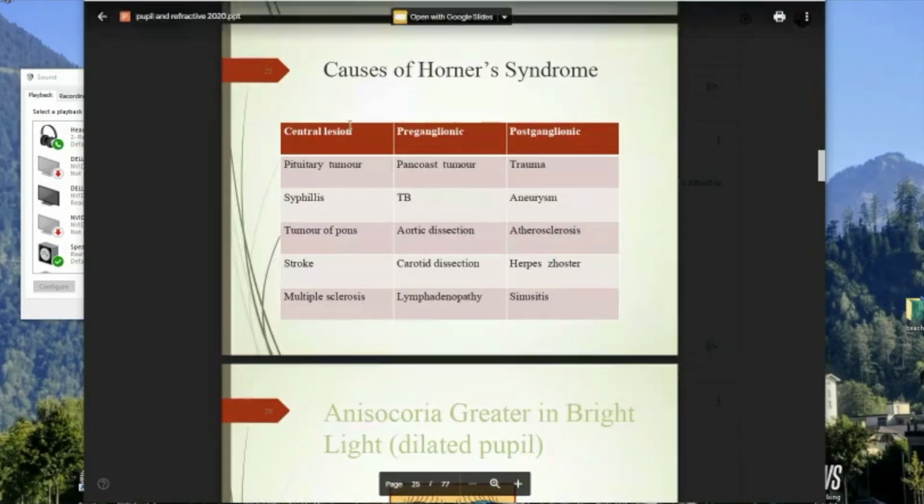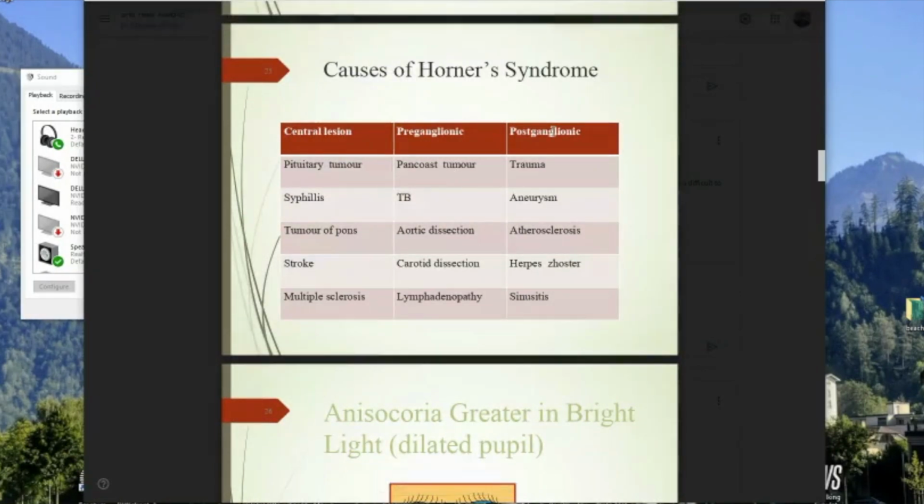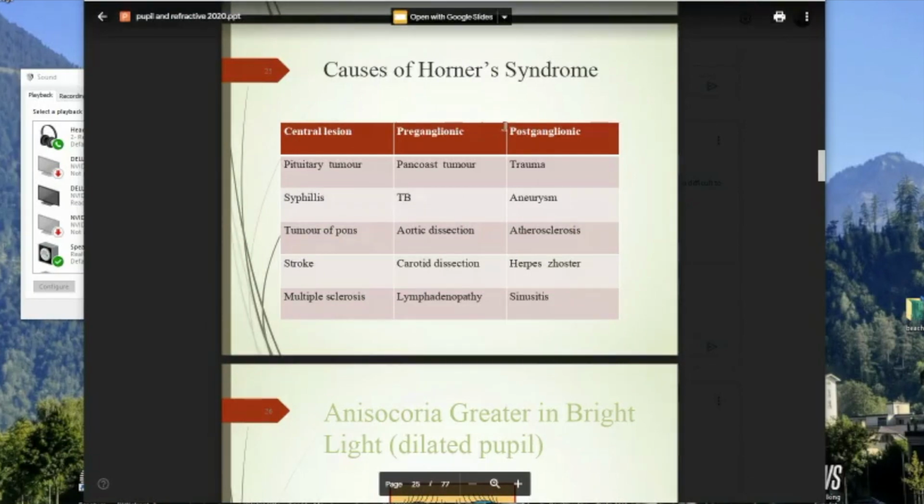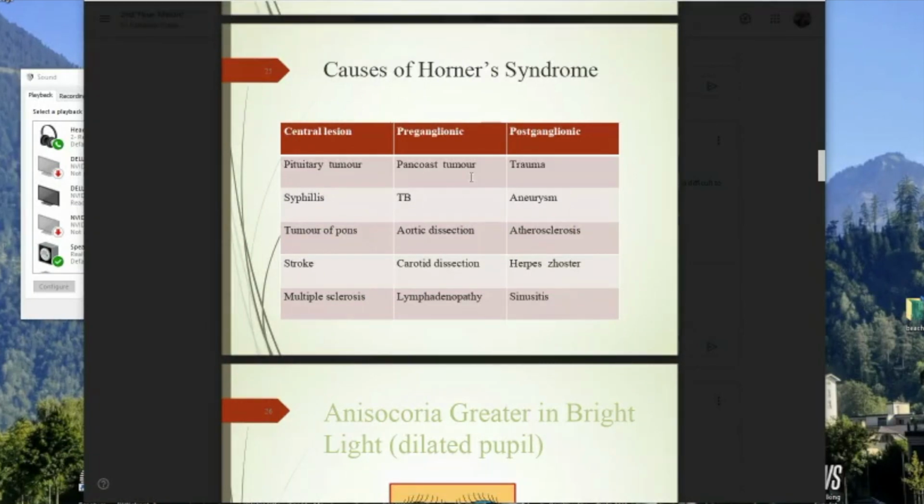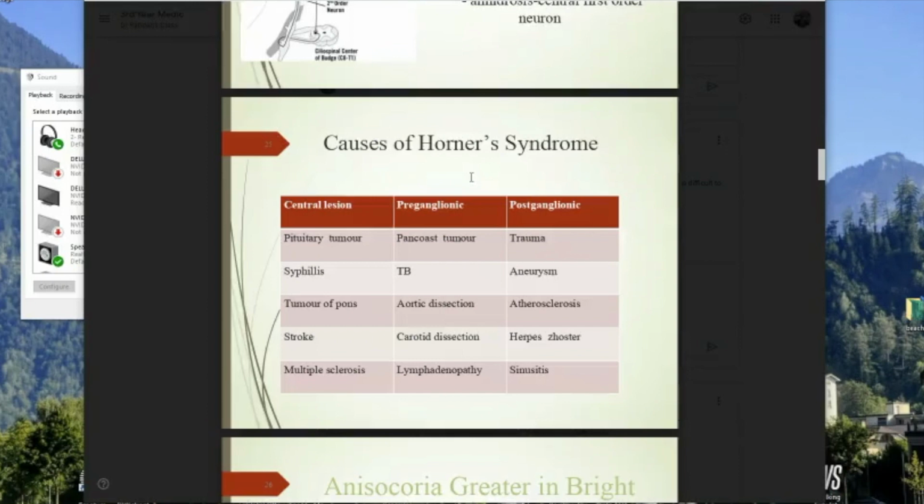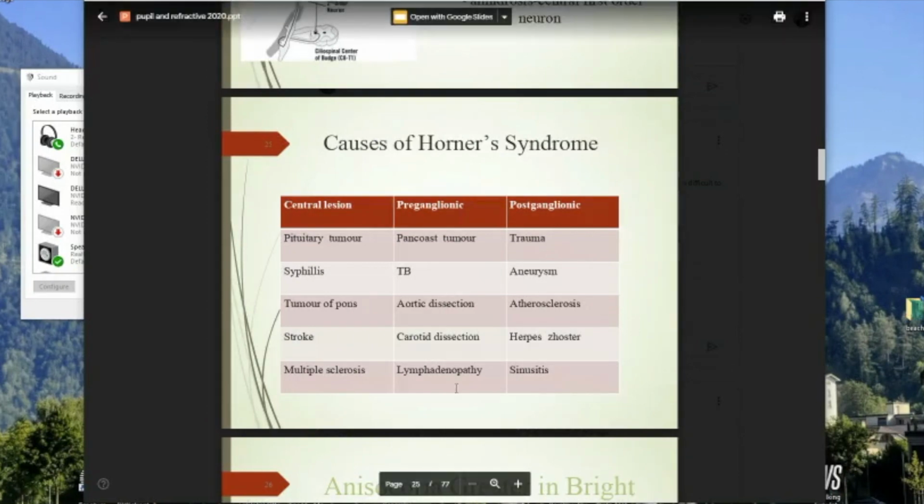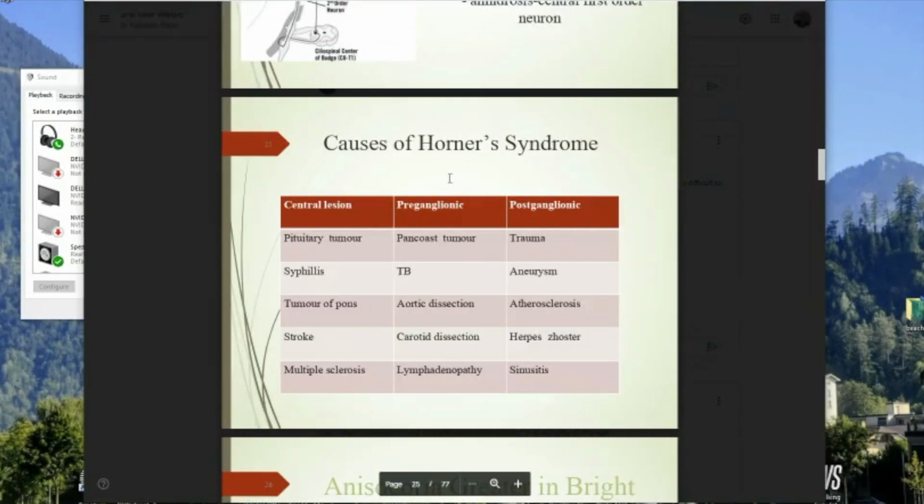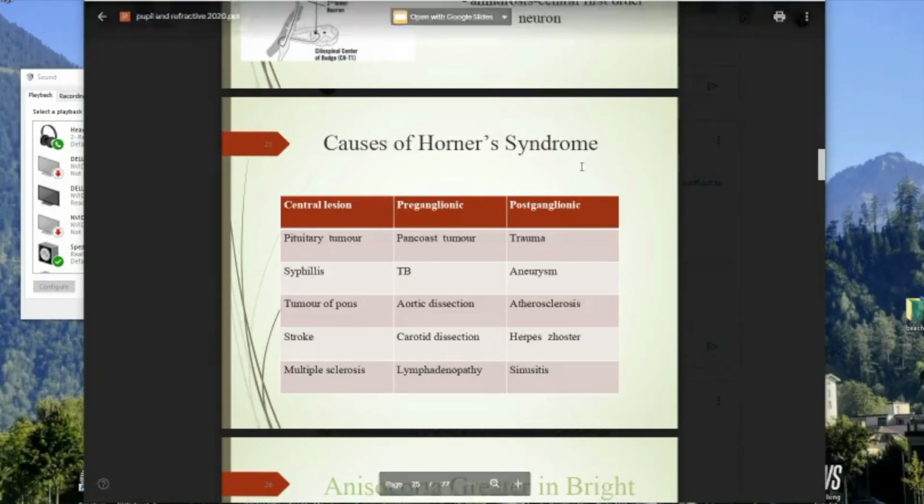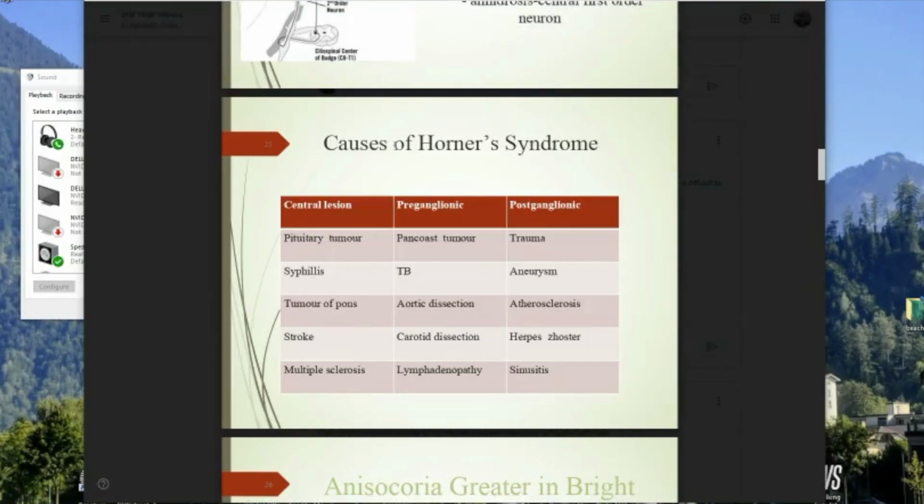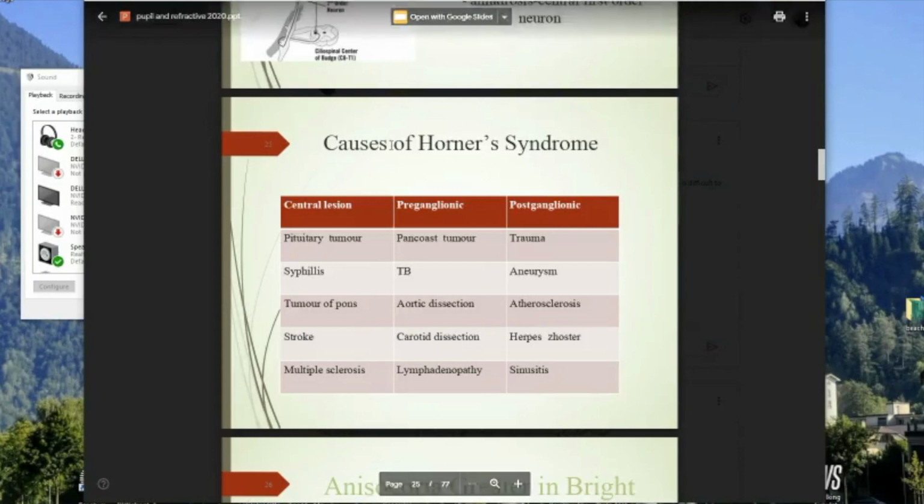So causes of Horner syndrome: the central lesion, preganglionic and postganglionic. I'm not going to go into details because Horner syndrome is not common, but if it presents, it can be lethal. You must know how to check for Horner syndrome. One pupil is small, one pupil is big, and it does not dilate in the dark. So most likely one of the causes is Horner syndrome. This is a common exam question.